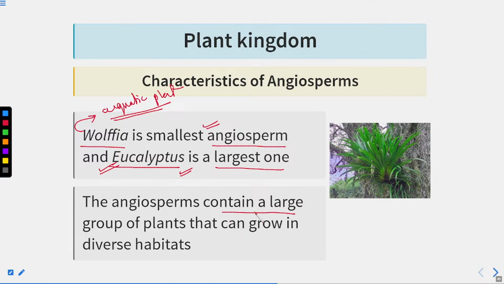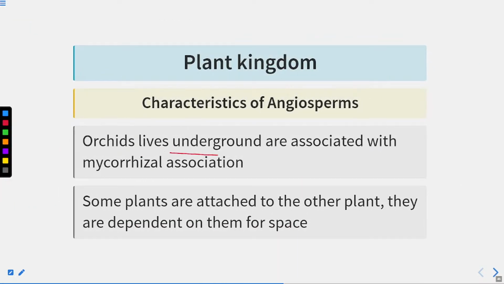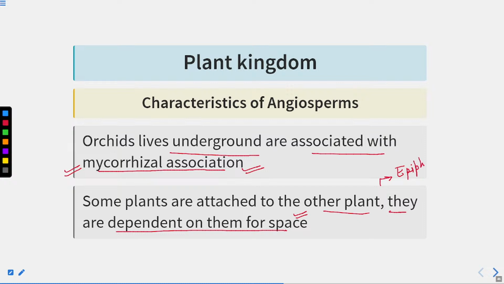The angiosperms contain a large group of plants that can grow in diverse habitats. So they are present in different habitats. Orchids live underground and are associated with mycorrhizal association. So they are also present as a mycorrhizal association. Some plants are attached to other plants. They are dependent on them for space. So they are called epiphytes. In the previous slide, we have seen a picture of an epiphyte.